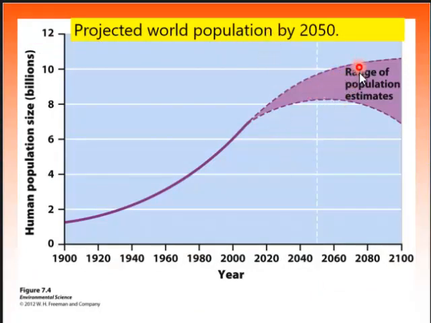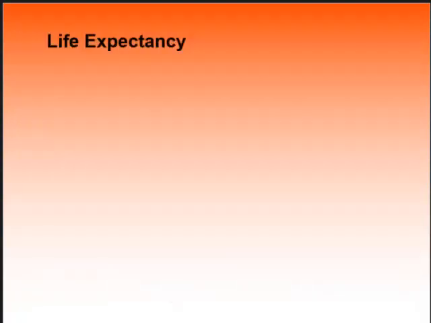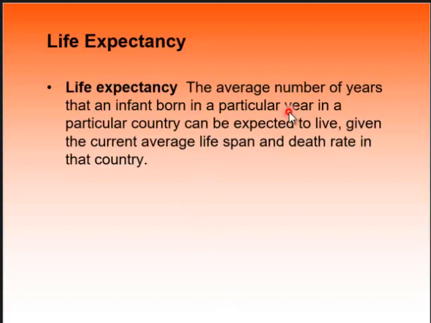By 2050, could be anywhere in here. And Hans Rosling actually thinks that we'll be at around 11 billion people. Of course, this is not considering if famine occurs or a horrible plague wipes out the population, then that could change. So life expectancy is the average number of years that an infant is expected to live.